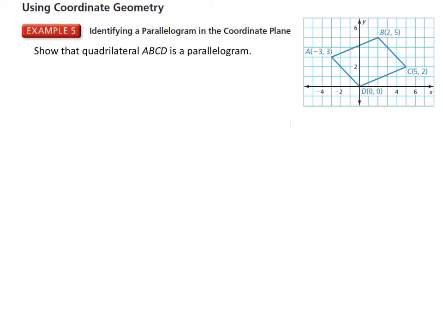All right, for our final example, we'll look at using coordinate geometry, so identifying a parallelogram in the coordinate plane. Show the quadrilateral ABCD is a parallelogram. So knowing that opposite sides parallel, opposite sides congruent, and we're in a coordinate plane, you've got to know that we are definitely going to be using two special formulas. Our distance formula to find length, in other words, in order to find the lengths of each side, and then slope whenever we're trying to prove opposite sides parallel.